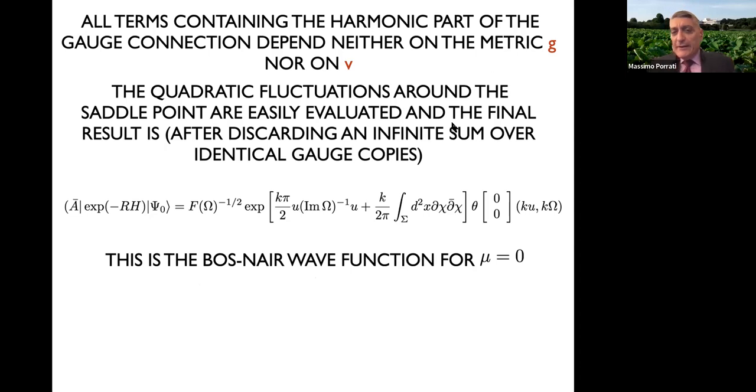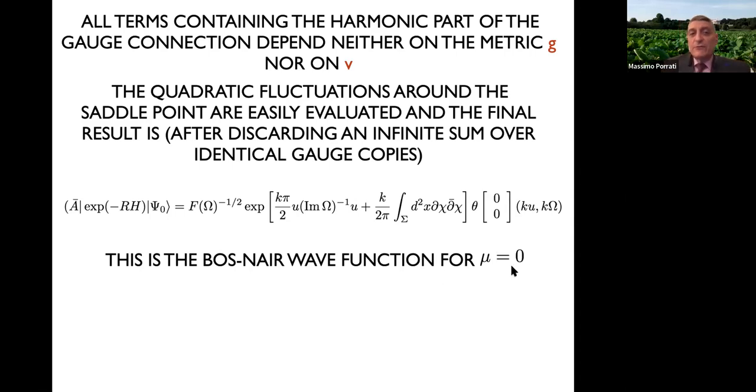In that sum, there is a part that is essentially Gribov copies, just identical gauge copies, and you have to throw it away as you do even when you do the integral for, say, gravity, right? And the rest instead gives exactly a very nice answer. This one that you may recognize as the Bose-Nair wave function for mu equal to 0. So in this case, the integral over the gauge transformations can be done exactly, and it resums to precisely one of the Bose-Nair wave functions.